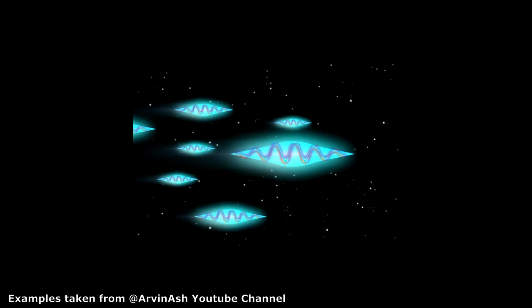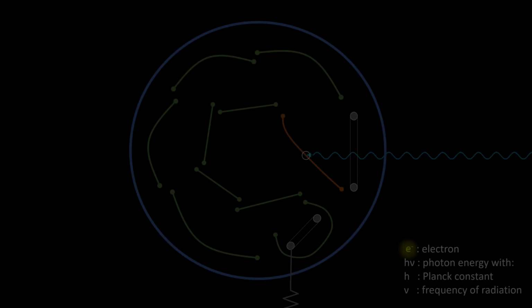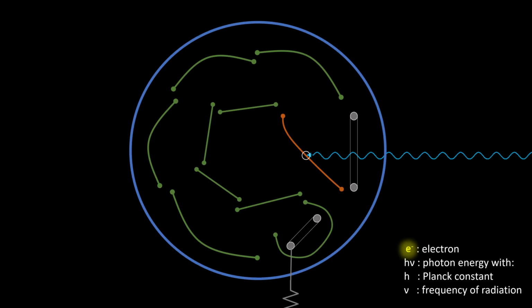Not just on YouTube. If you look on Wikipedia, you'll find that the opening paragraph contains 3 references to the photon being a particle. A photon is an elementary particle. It's a massless particle that moves at the speed of light, and on top of that it's apparently also a boson particle.